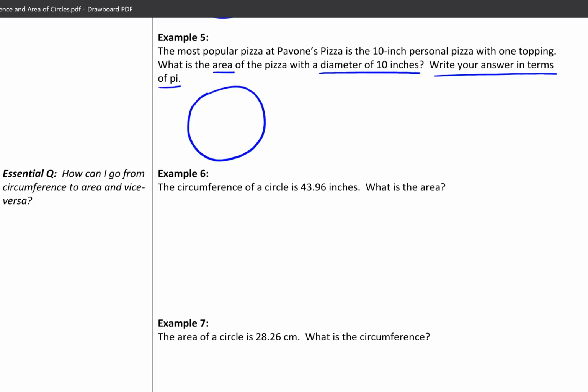So let's draw that. We have a diameter here, 10 inches. Think about it for a second. What is the radius of this circle? The radius is 5. We don't need a diameter for area. We need a radius for area. So our formula is pi r squared. So that's pi times 5 squared, which is 25 pi. And since we're leaving our answer in terms of pi, we'll leave it at 25 pi. And don't forget inches squared.